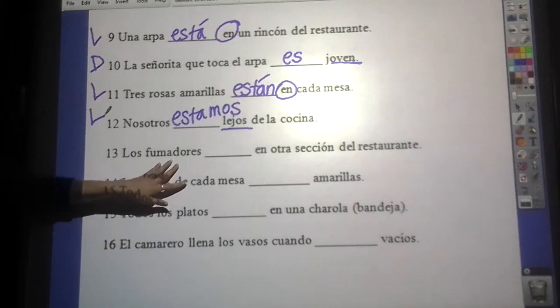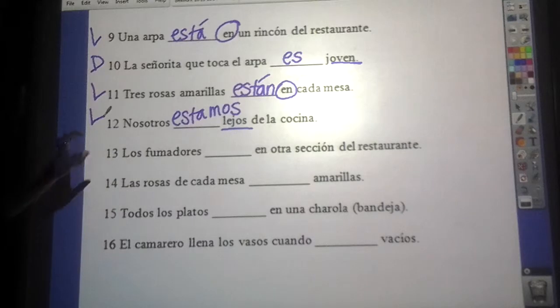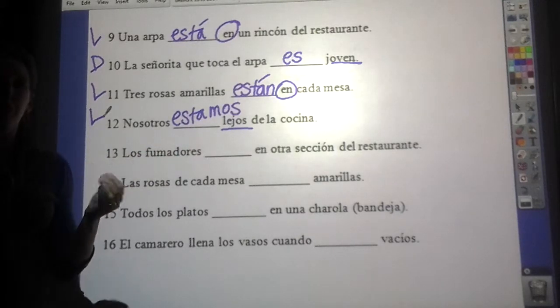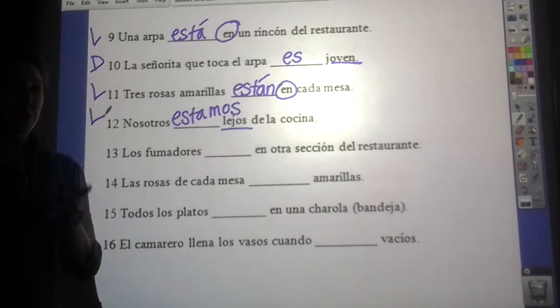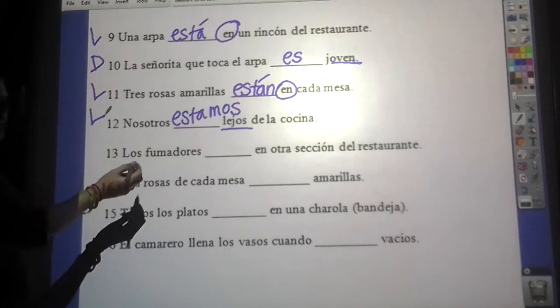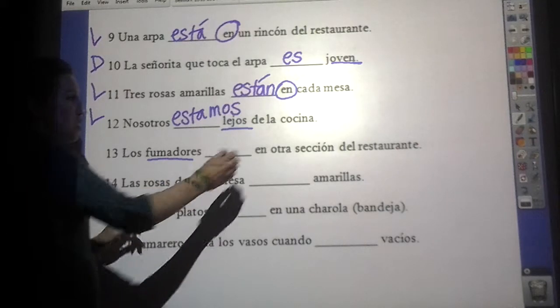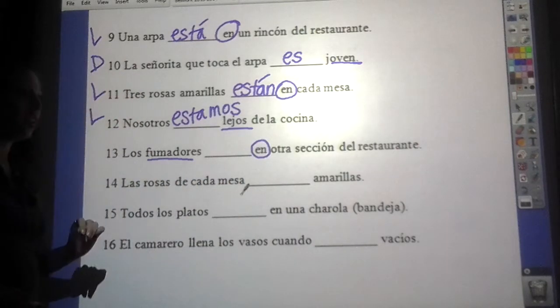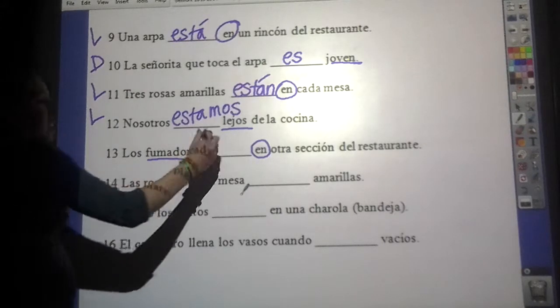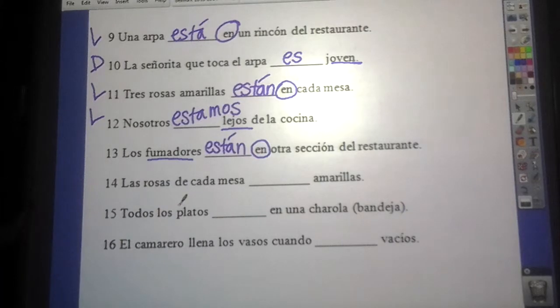13. Los fumadores blank en otra sección del restaurante. We don't really have to know what fumadores is, but do you remember the vocab word deja de fumar? From Spanish 2, it was in your health kind of section, staying healthy. Fumar is to smoke, so fumadores is smokers. And again, as you look on, you should see a keyword here, en otra sección. Los fumadores están, locación. Están en otra sección, locación.